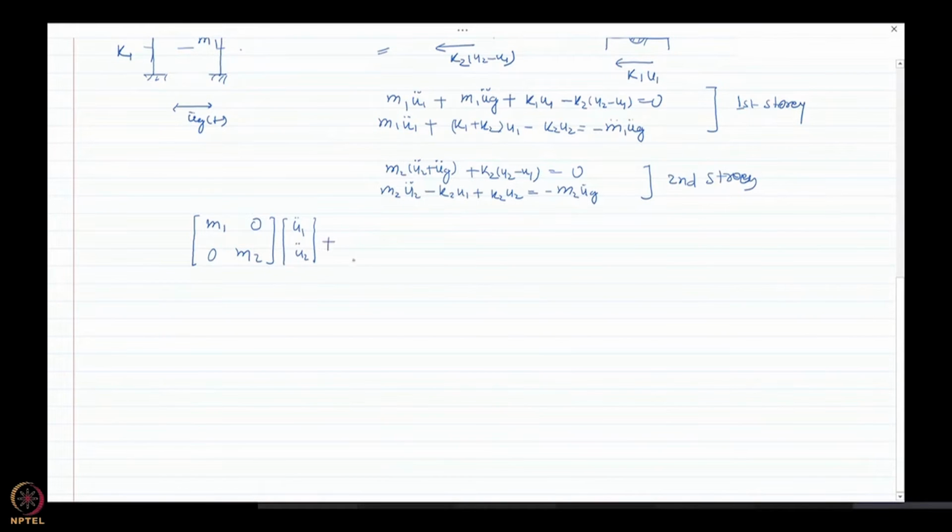and then the stiffness matrix, which is k1 plus k2, this term here, minus k2, again minus k2, and this is k2, and u1 u2, and this is equal to minus m1 0, basically this is minus m1 minus m2, and this is ugt.